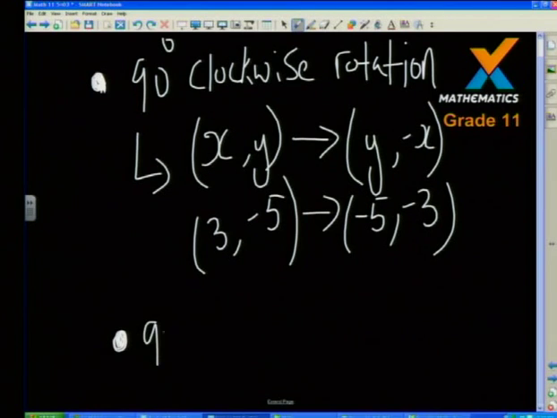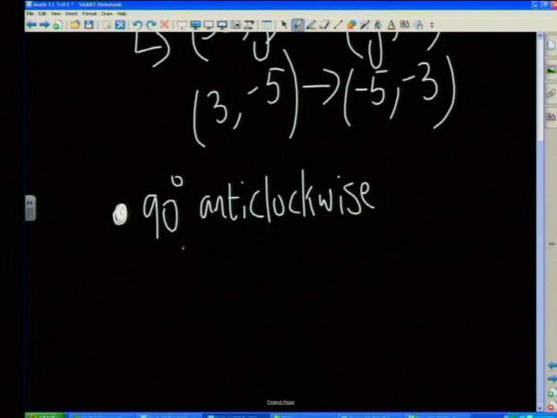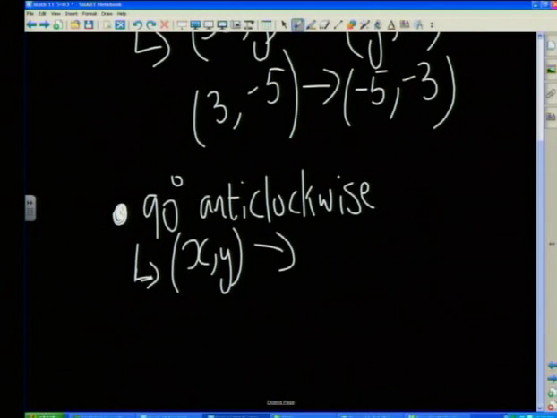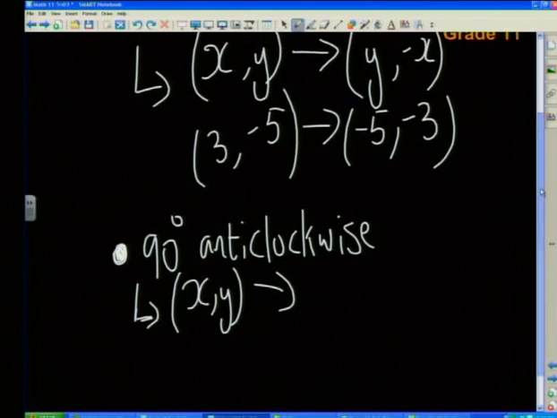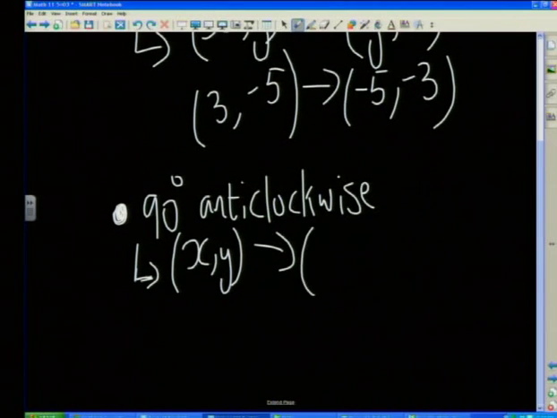So I've got 90 degrees anti-clockwise, and what is the rotation? Obviously your x and y, what is it going to become? It becomes (minus y, x). Over here it was (y, minus x). Now it becomes (minus y, x).